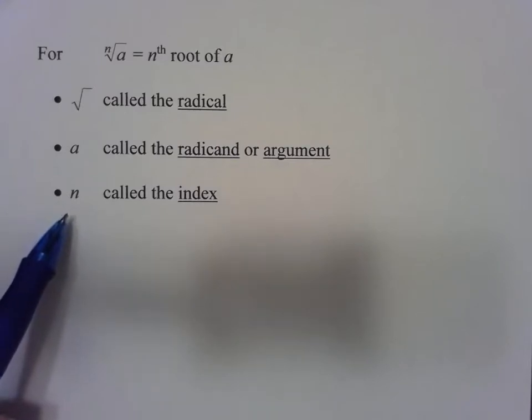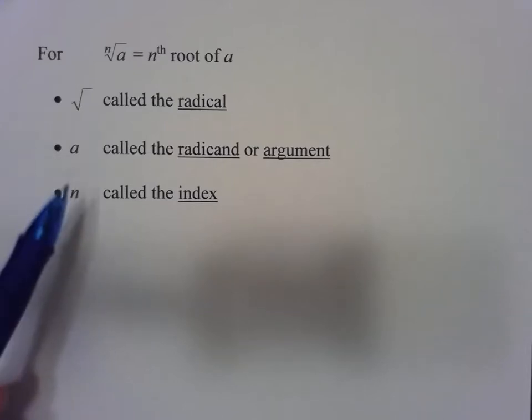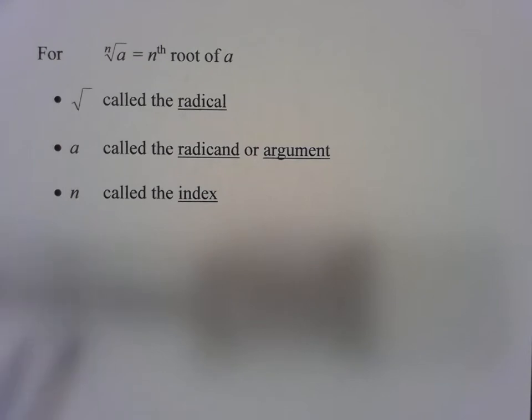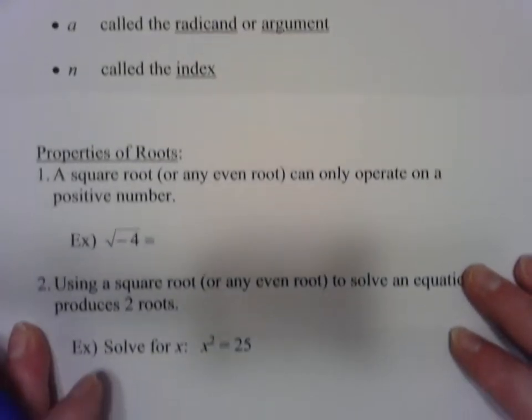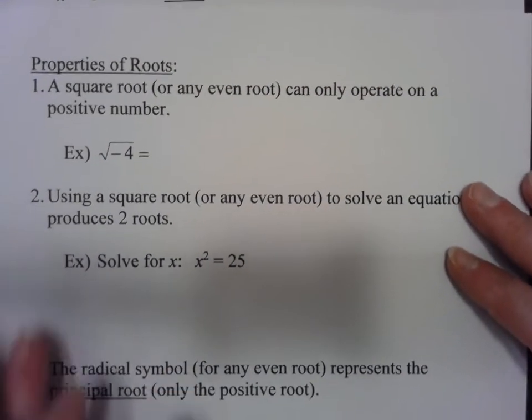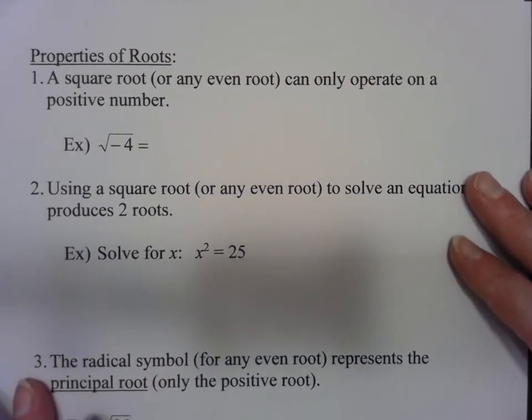Then the n is the little number in front of the radical, and that's called the index. So for a cube root, that little number is a 3. You might see all of these words sprinkled throughout this chapter, so I always like to bring them up just so that you know what they mean and stand for. Okay, so now let's take a look at some of the rules or properties for square roots and cube roots.